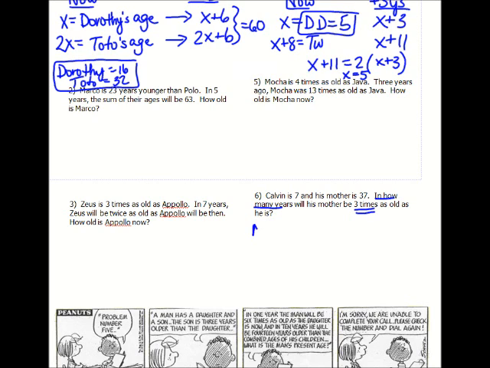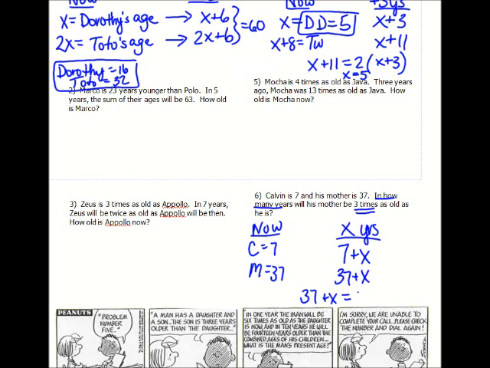So now Calvin is 7 and mom is 37. In how many years? X years. Calvin will be 7 plus X, and mom will be 37 plus X. And I want to know, in how many years will his mother be 3 times as old as he is? So mom will be 3 times as old as Calvin. And then you can solve that.